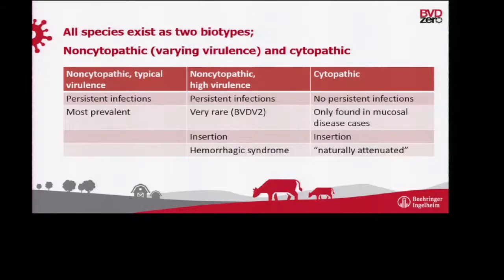Cytopathic virus, no persistent infections. It's because the immune system can find them and get rid of them. Only found in mucosal disease cases. We rarely have outbreaks of cytopathic virus. They also have an insertion where they're picking up sequences from other pestiviruses or from the host. And we refer to them as naturally attenuated because they won't result in persistent infections. So a lot of our modified live viruses have cytopathic virus in them.